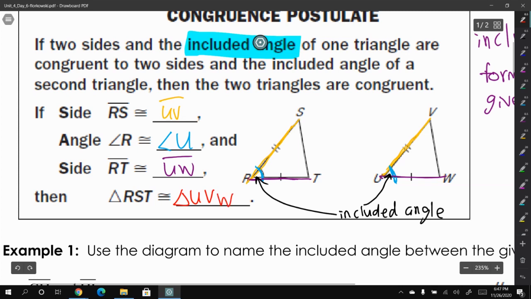Now, it's important to note that the angle has to be the included angle in both triangles. Let's say that the congruent angle in the right triangle wasn't U, that it was maybe W instead. Well, then that congruent angle is not the included angle in that right triangle, so then we would not have side angle side. It has to be the included angle in both triangles. The idea of an included angle, identifying it, is a little bit hard to see at times.